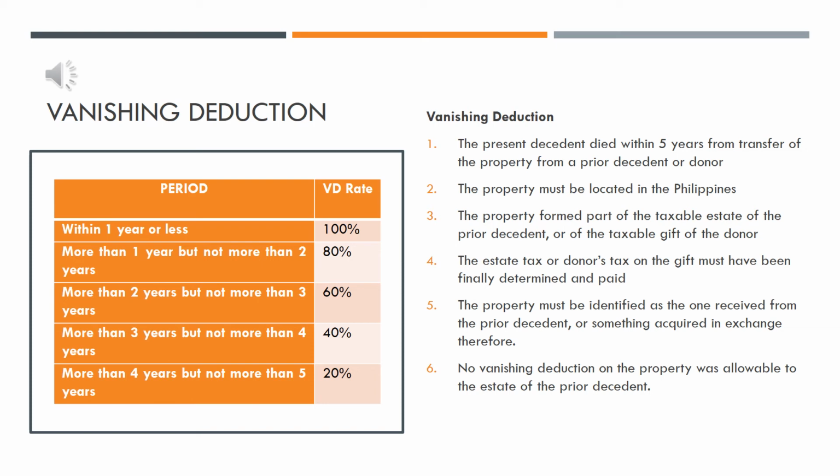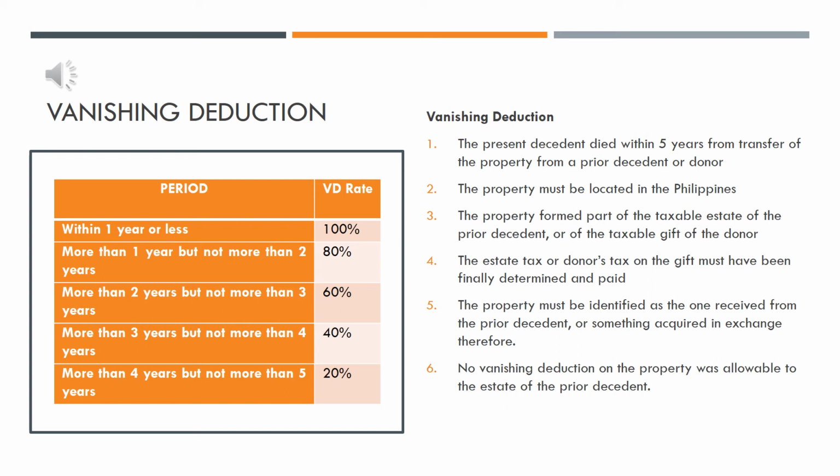Ito yung mga properties na dumaan from previous transfers, and from previous transfers, nagkaroon or nagbayad doon ng estate tax. Kaya nung pagdating sa'yo, kung ikaw na ang decedent, so that property is included and taxable na naman for gross estate. So, you will have a privilege or yung property na yon will be lessened through property or vanishing deduction. But we have rules for that.